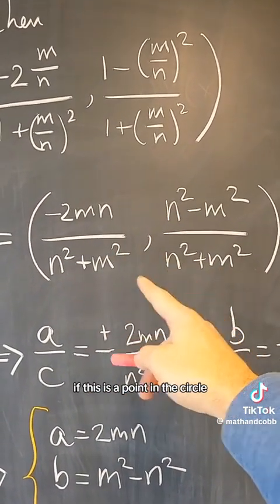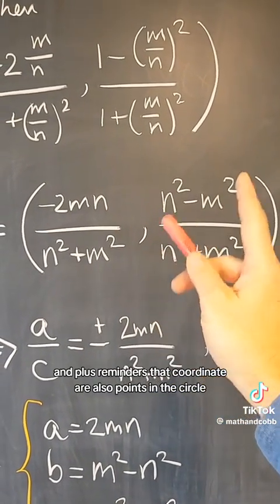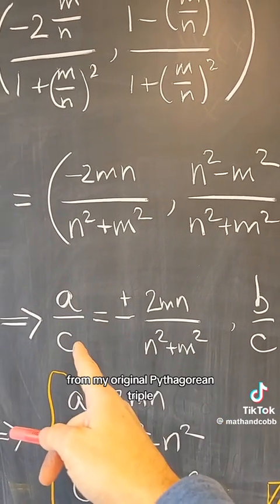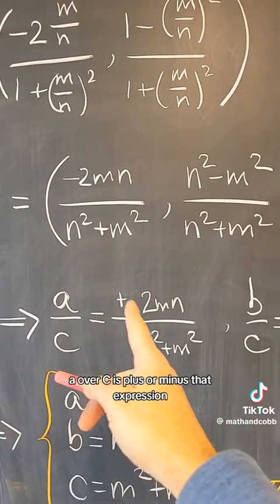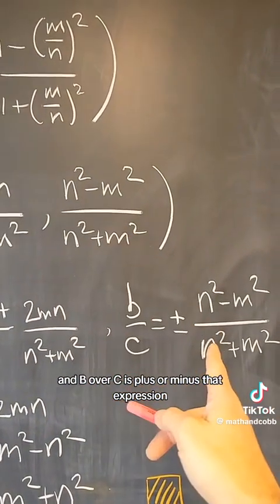If this is a point in the circle, plus or minus this coordinate and plus or minus that coordinate are also points in the circle, and that leads me to a over c from my original Pythagorean triple. a over c is plus or minus that expression, and b over c is plus or minus that expression.